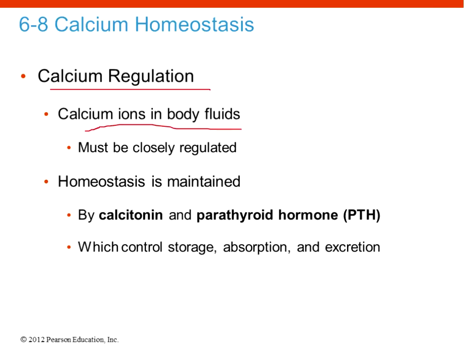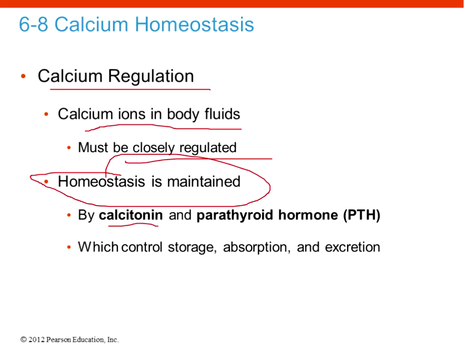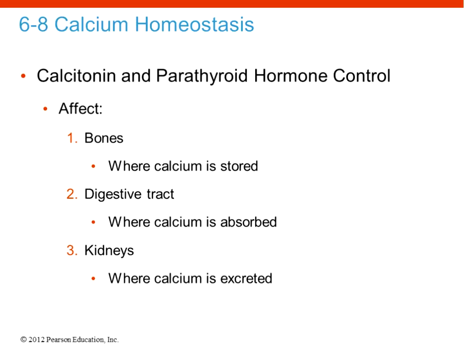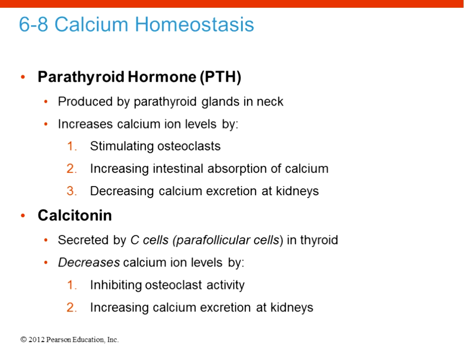So calcium regulation, again, the amount of calcium in our blood must be closely regulated, and homeostasis must be maintained. Okay? And it's achieved by two hormones, an interplay between two hormones, calcitonin and parathyroid hormone. These essentially control storage, absorption, and excretion of calcium from our blood. Okay? And so these two hormones can act at the bones, in the digestive pathway, and the kidneys.